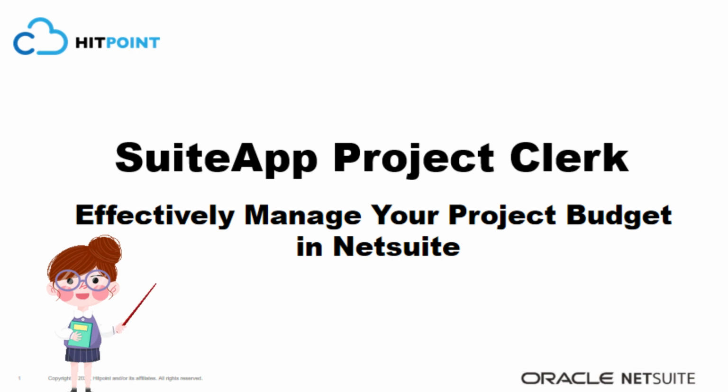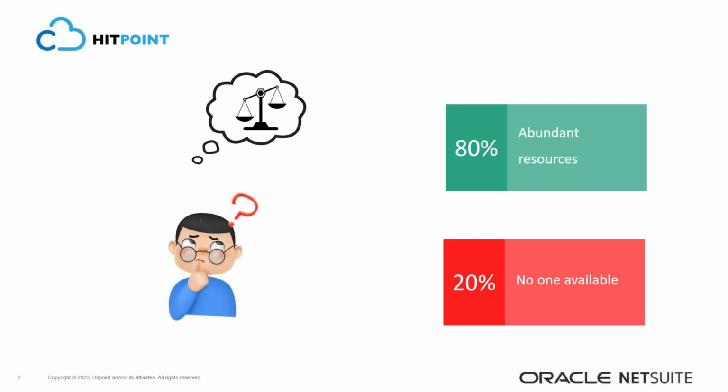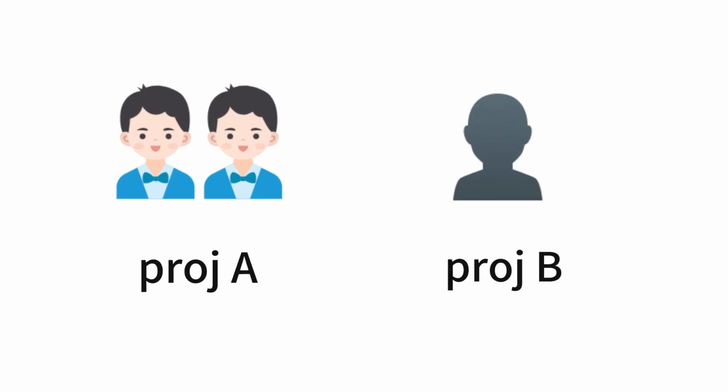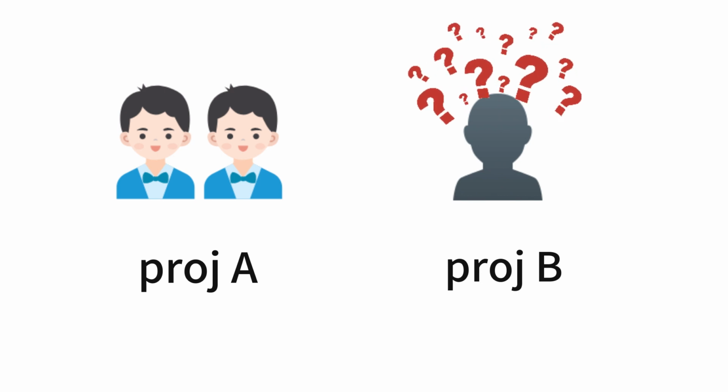I'm Nicole, and today I'll be focusing on the SuiteApp Project Budget Management System. Have you ever encountered the problem of project staff allocation? For example, after the division of work for Project A is completed, there is no one available for Project B, which will affect the pre-arrangement of Project B's plan, and may eventually lead to the delay of the overall progress of Project B.